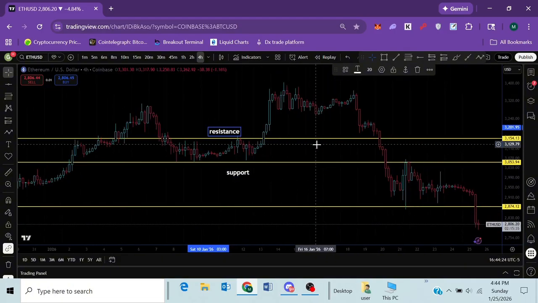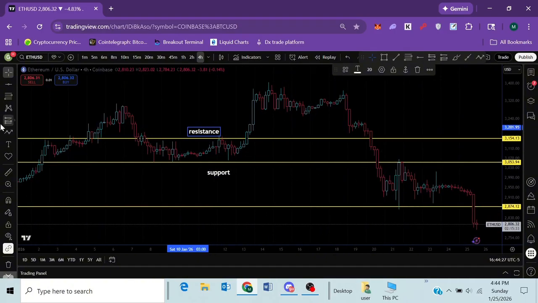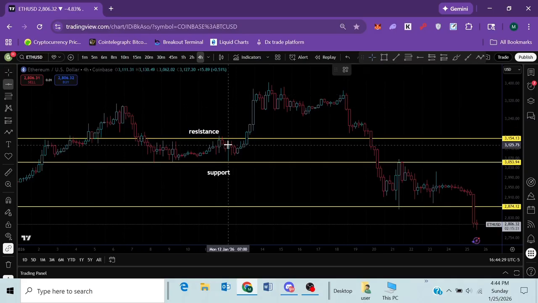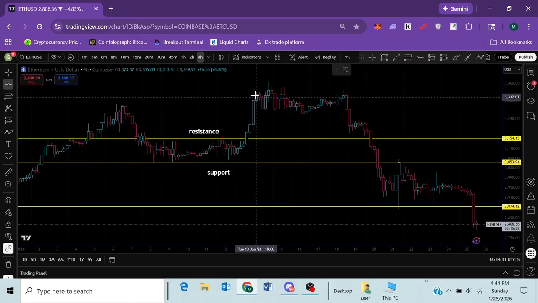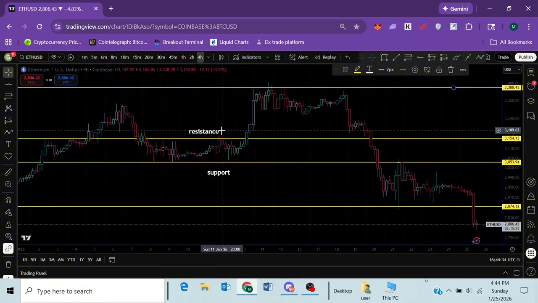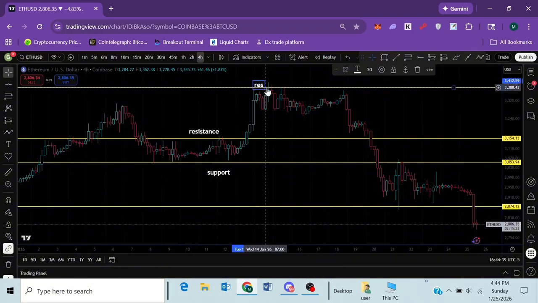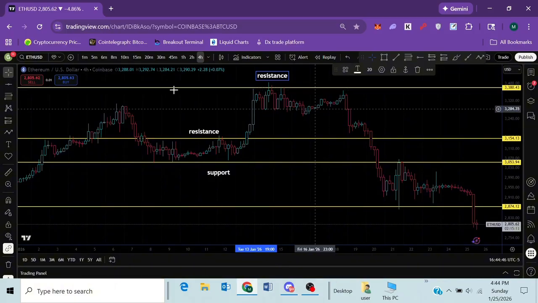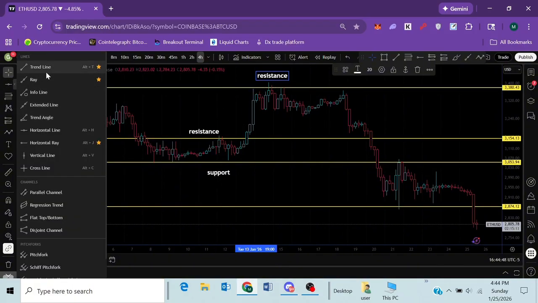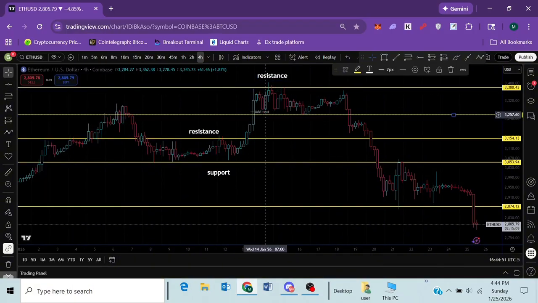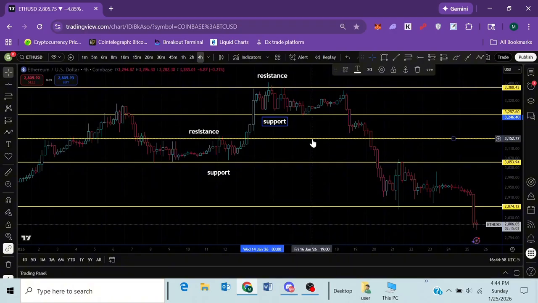All right. So we see here that the market broke out of this level, right? It broke above this resistance, and created a new resistance up here, right? Because this is an area where the market rejected, and it created a new support as well. So new supports and new resistances can form all the time.